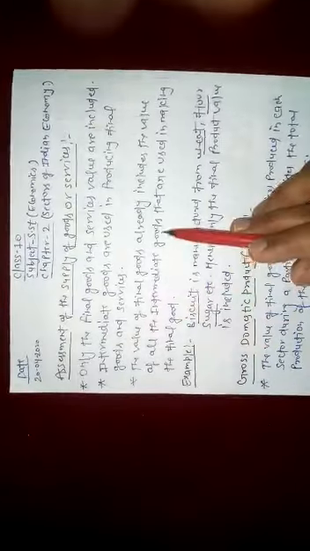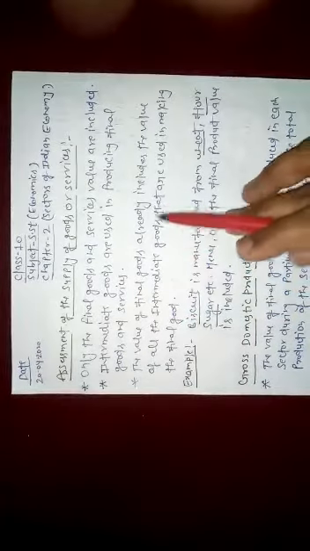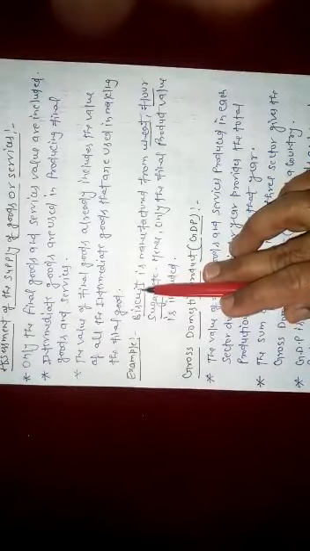The value of final goods already includes the value of all intermediate goods. Without the intermediate goods, final value cannot be prepared. For example, biscuit is manufactured from wheat flour, sugar, etc. Without wheat flour and sugar, biscuit cannot be formed. So here biscuit is the final good and wheat flour and sugar are the intermediate goods.